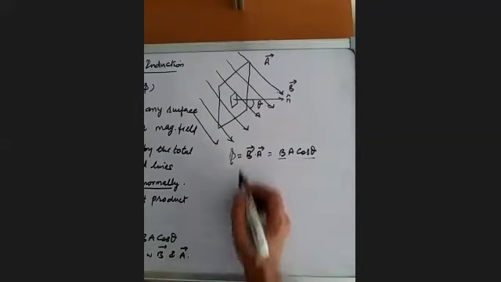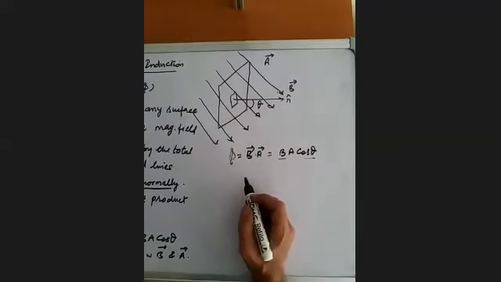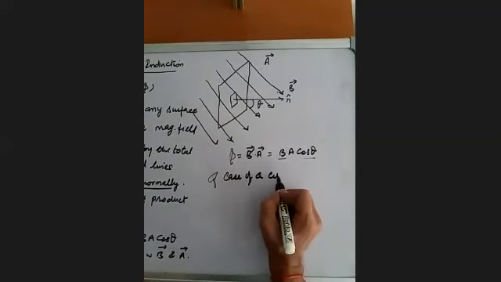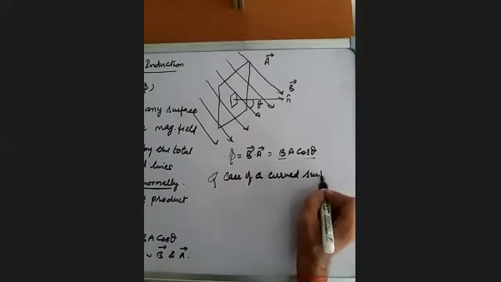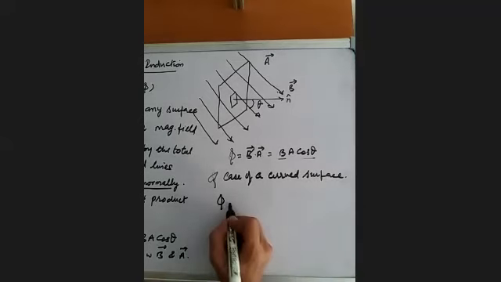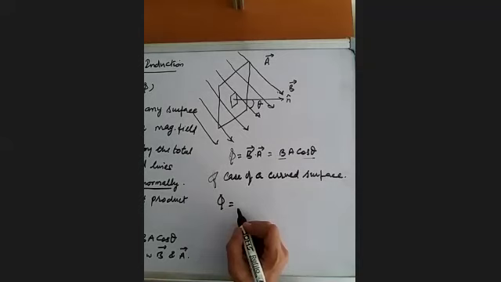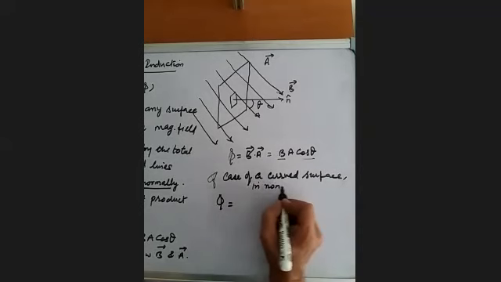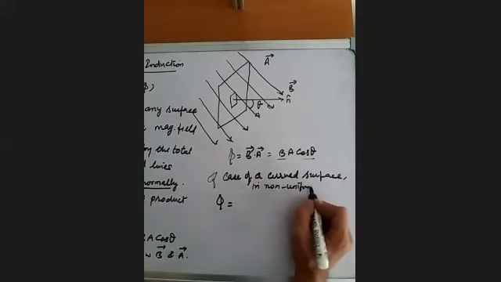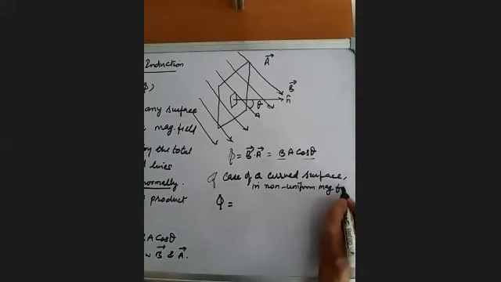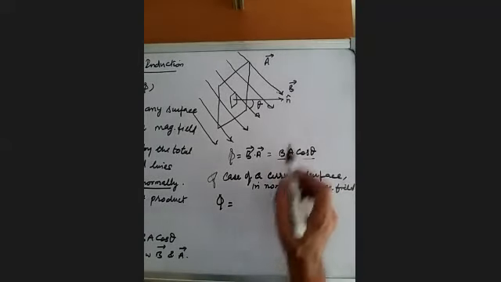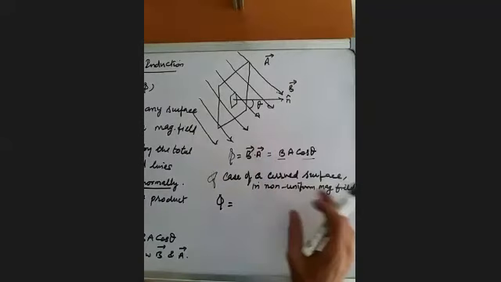Okay, now if instead of this plane area we have a curved surface, how do we find the flux? What we do is divide that curved surface into small elements. Another condition is a non-uniform magnetic field. Here we had a uniform magnetic field. Now we are talking about non-uniform, meaning the strength of the magnetic field at each part of the surface is different.